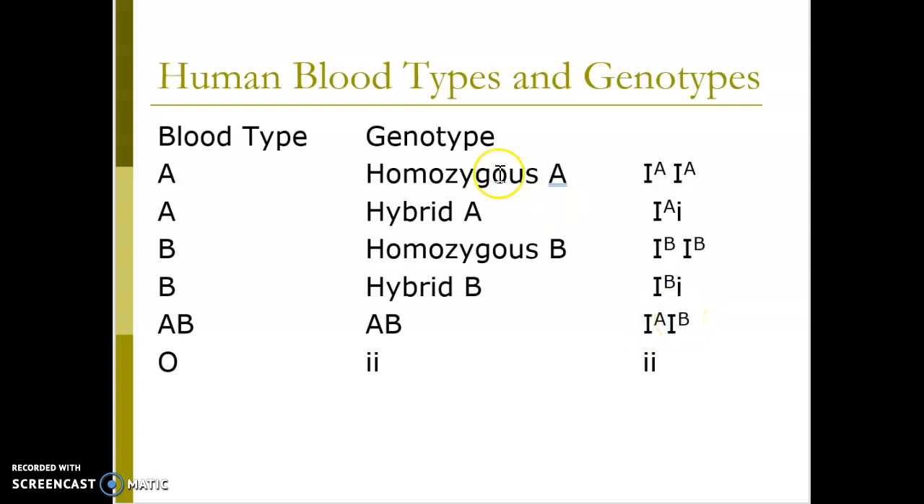So homozygous A, you have 2 A alleles that are both dominant. Hybrid A, or heterozygous, same thing, has 1 A allele and an O. Homozygous B is 2 capital B alleles. Hybrid or heterozygous has 1 big B allele and a little O allele. And if you're AB blood, you have 1 of each and they're codominant. And if you're O, you are totally recessive and you have neither.